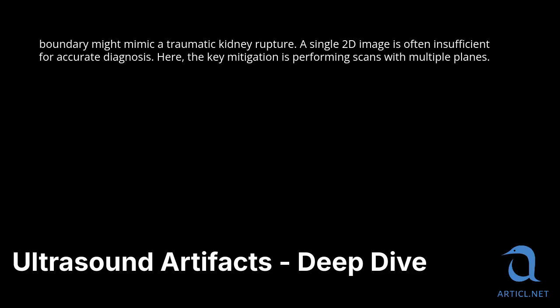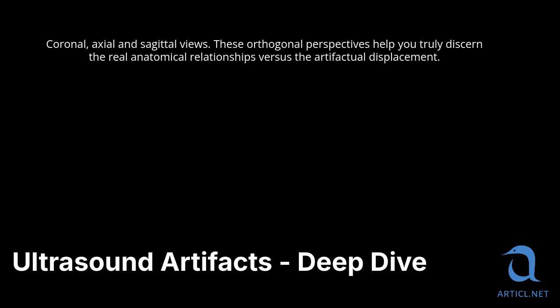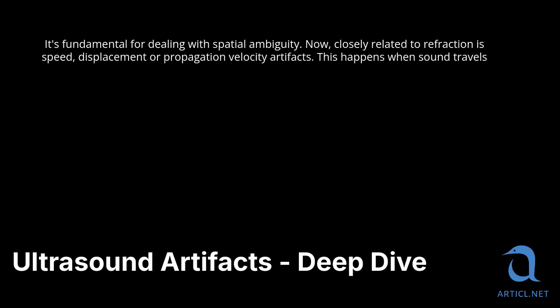The key mitigation is performing scans with multiple planes, coronal, axial, and sagittal views. These orthogonal perspectives help you truly discern the real anatomical relationships versus the artifactual displacement. Multiplanar scanning again. Seems like a recurring theme. It's fundamental for dealing with spatial ambiguity.